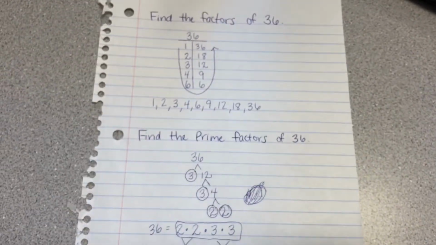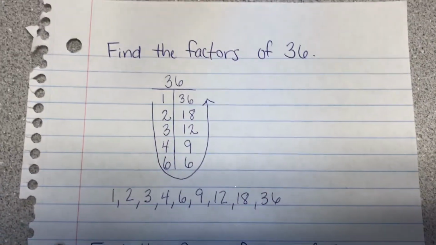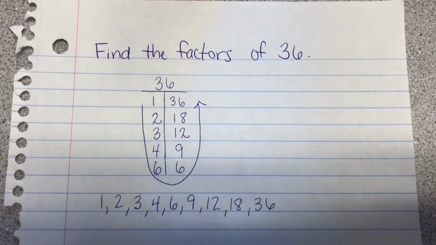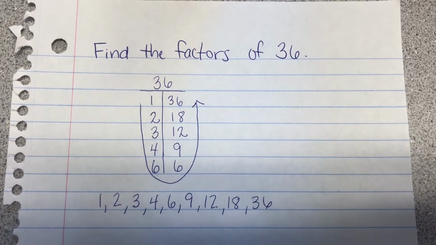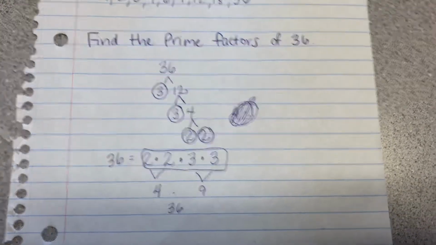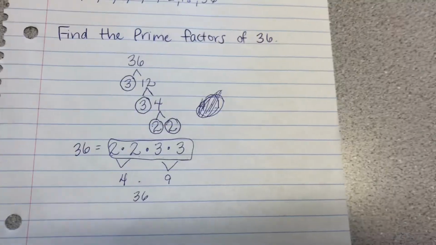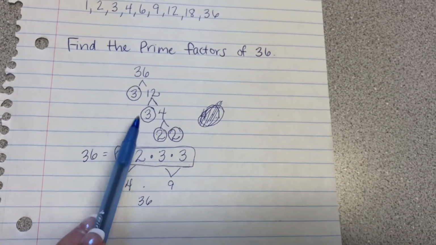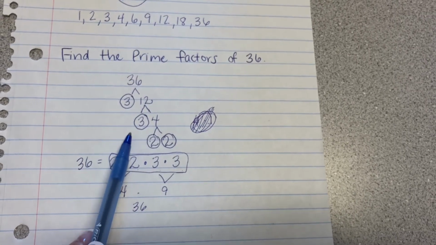So I hope this video helps you understand a little bit about the differences between finding factors, there's lots of factors of a number, versus finding the prime factors of a number. The prime factors uses a prime factor tree.